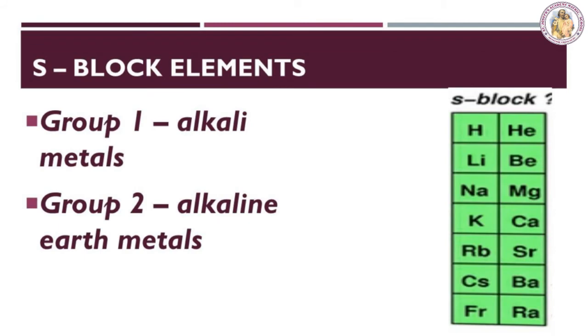It includes group 1 alkali metals and group 2 alkaline earth metals elements. They are also called representative elements. First element in group 1 is hydrogen. Second one is lithium. Third one is sodium. Fourth one potassium. Fifth one rubidium. Sixth one cesium. Seventh one francium. And in the second group: beryllium, magnesium, calcium, strontium, barium and radium.